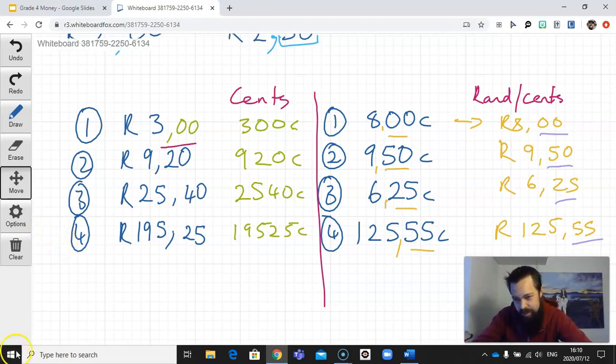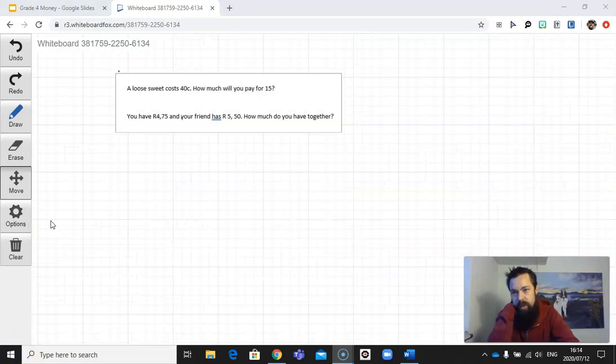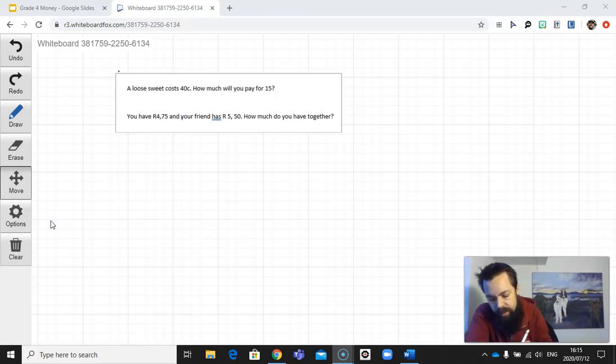Let's have a look at some problems. Okay, so the first one we've got a loose sweet, one of those ones you buy at the shop. They're normally in a big jar and you can just take one, but often you buy more than one. So a loose sweet costs 40 cents, but you want to buy 15. Let's see how much that will cost. So what you've got to do is really 40 times 15.